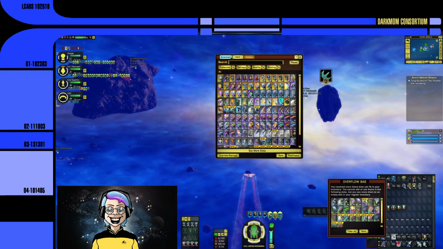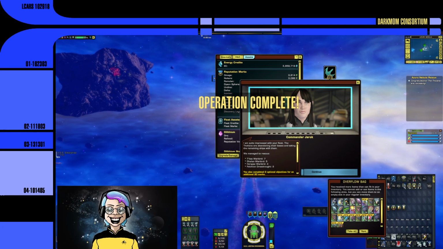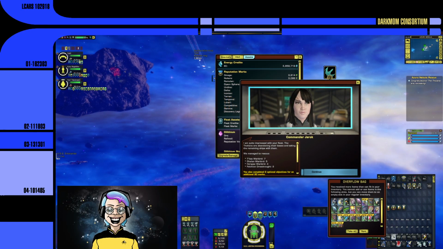can't have both. I am quite impressed with your fleet. The Tholians In my opinion, are you can't have abandoning both. their bases and taking the remaining ships with them.